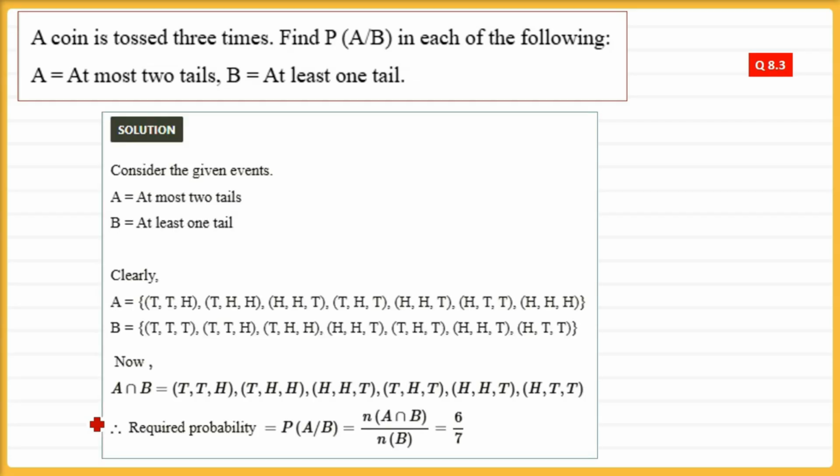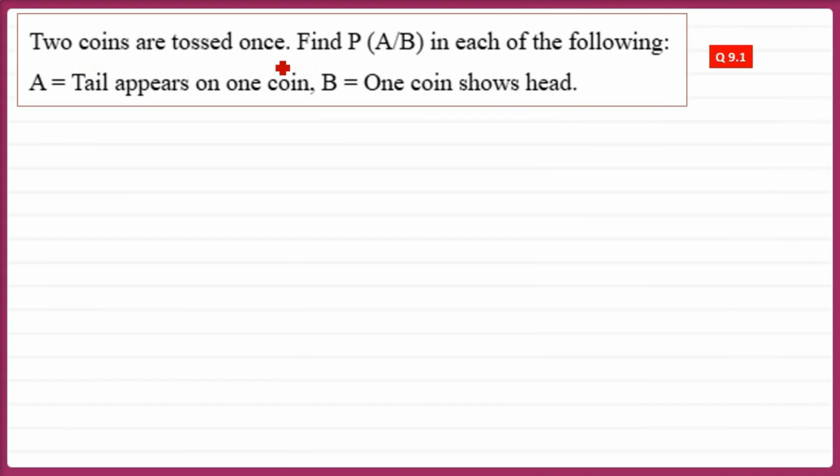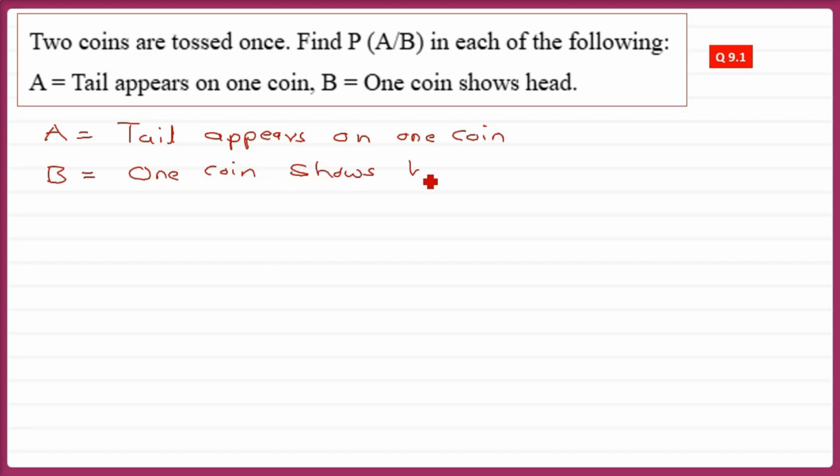Now let's see a formal way of solving it. If you are doing it by yourself, this is the reference you should consider. 2 coins are tossed once. Find P(A|B) in each of the following. Now A is given: tail appears on one coin, then B: one coin shows head. Now we have a coin. Now this is a fair coin. That means only head and tail can come. So there are only two possibilities. In different currency, the head and tails are different. Now you have to tell the probability that a tail appears on one coin given that one coin shows head. B is already known, or B has already happened.